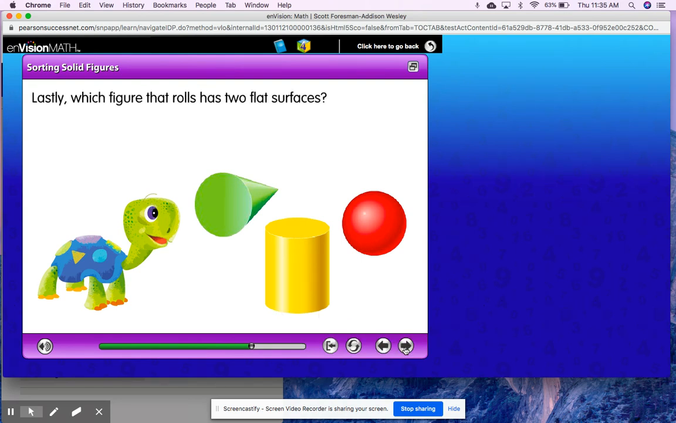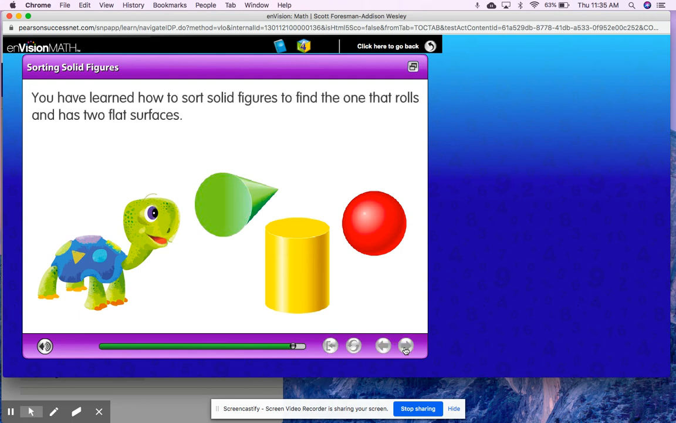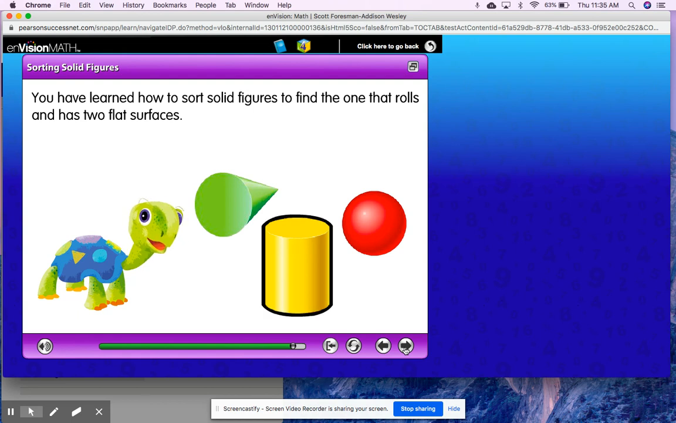Lastly, which figure that rolls has two flat surfaces? Shout out your answer. A cylinder rolls and has two flat surfaces. So the cylinder is the solid that rolls and has two flat surfaces. So that was our original question. We found that the solid shape it was trying to describe was the cylinder. You have learned how to sort solid figures to find the one that rolls and has two flat surfaces.